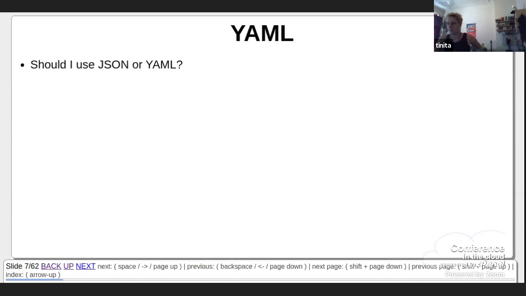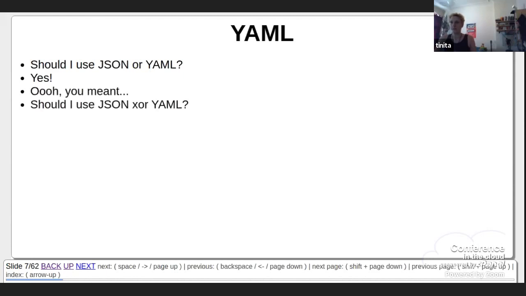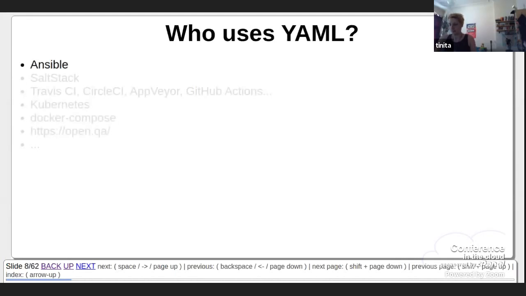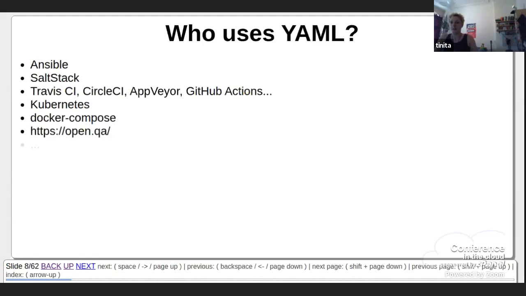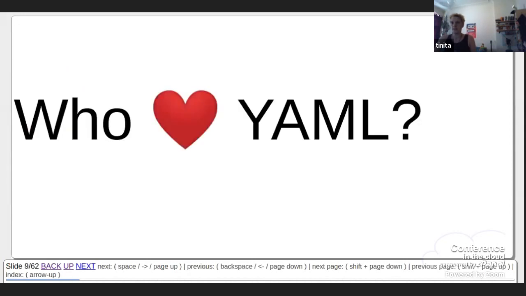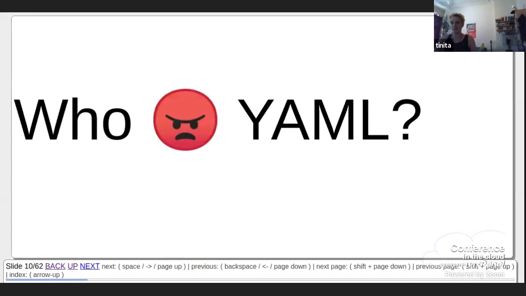And previous to my talk, I heard a question, should I use JSON or YAML? And my answer is yes, you should use JSON or YAML. But maybe you actually meant to say, should I use either JSON or YAML? And it really depends. So which applications are actually using YAML? Ansible, SaltStack, Travis CI, Circle CI, and so on, Kubernetes, Docker Compose, OpenQA, and a lot more. And for all these, it would probably be not so good to use JSON. And with the physical audience, I would actually ask who loves YAML and who is angry at YAML.